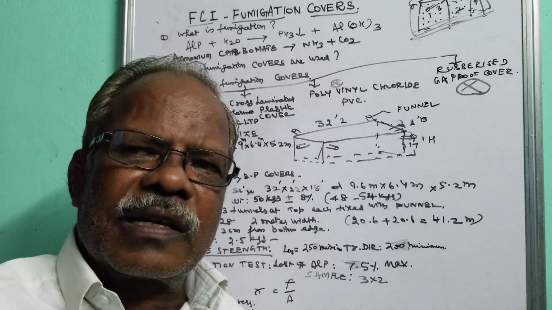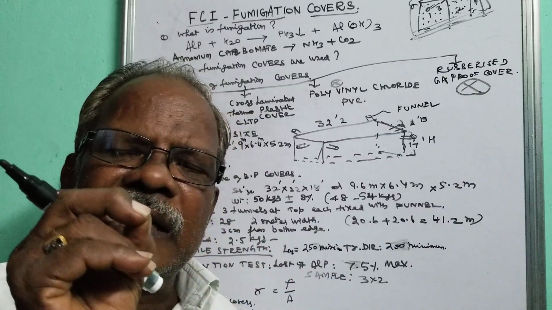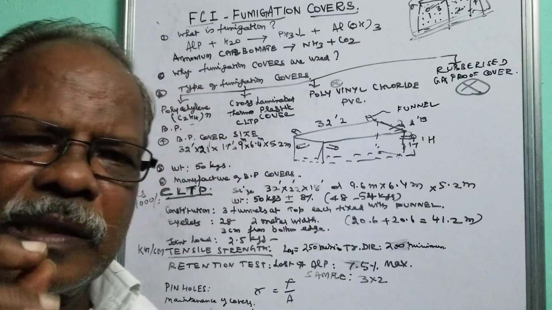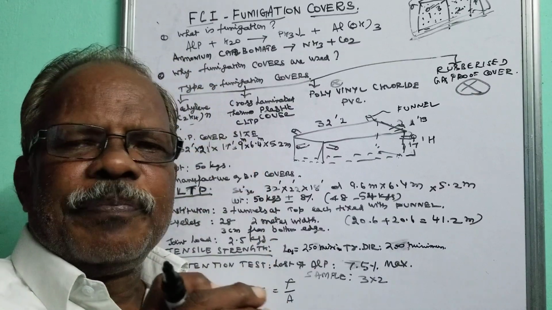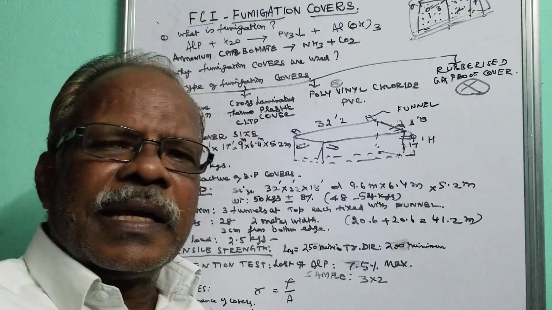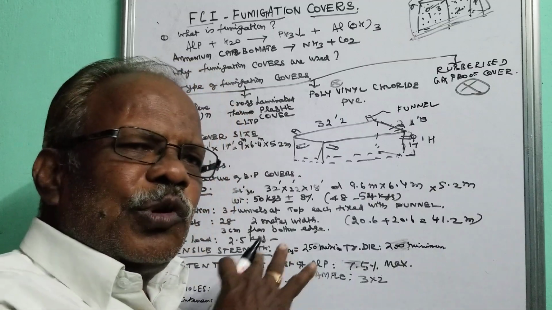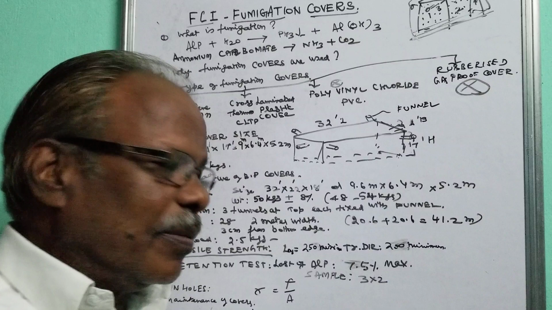In black polythene cover also we can see here and there some white small pinholes. They are not pinholes but transparent areas, because the carbon black is not spread over uniformly. The color has not been spread uniformly.